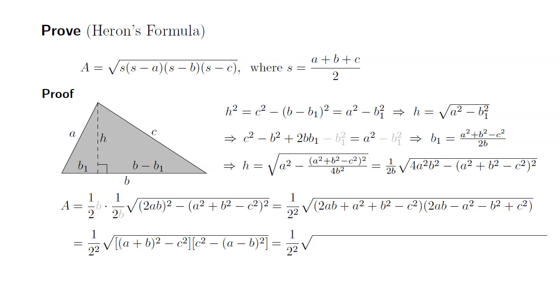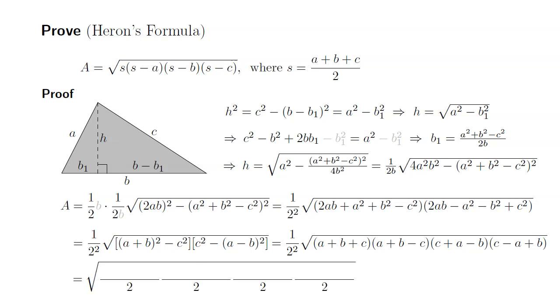So you have 1 over 2 squared. The first one can be factored as (a plus b plus c) and (a plus b minus c). The second part is (c plus a minus b) and (c minus a plus b), again distributing a negative sign. So this can be simplified: I'm going to put the 1 over 2 squared inside the square root, and it becomes 1 over 2 to the 4th power. So I'm going to have four 2's on the bottom, and I'll put the four 2's there.